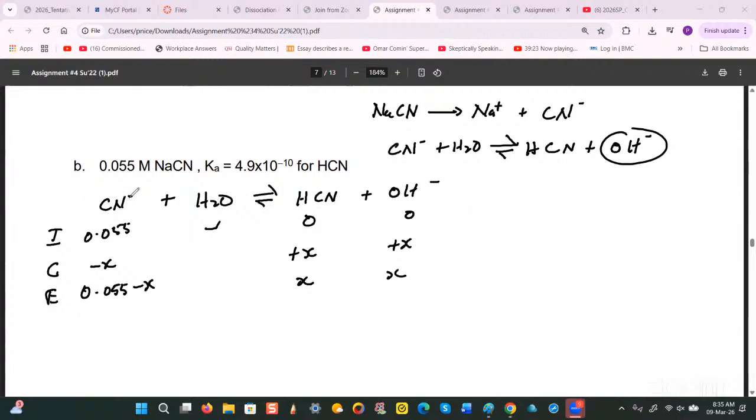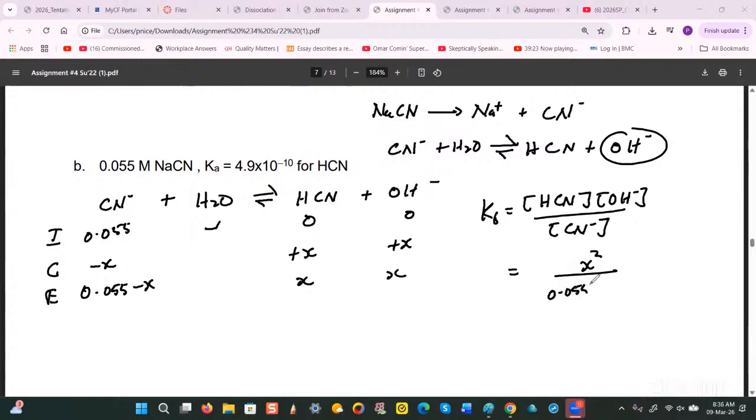Now, because cyanide here is acting as a base, we can write down the Kb expression for this equation, right? And Kb would be equal to the concentration of HCN times the concentration of OH- divided by the concentration of CN-, right? And then we put these terms into this equation. You're going to end up with X squared over 0.055 minus X, and that would be equal to Kb.